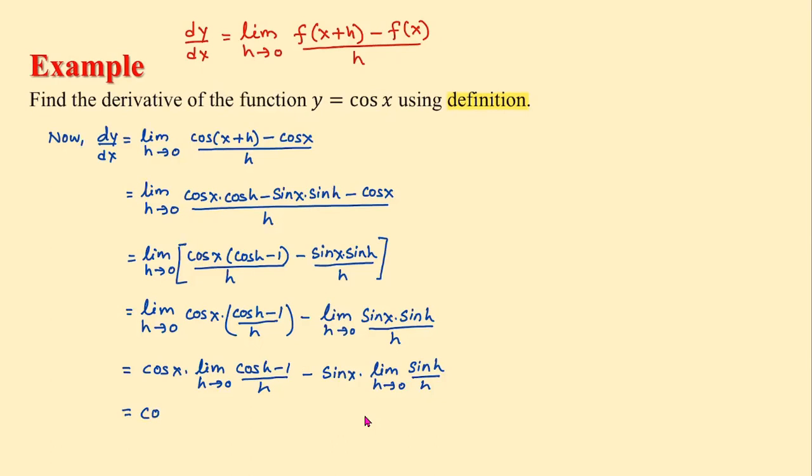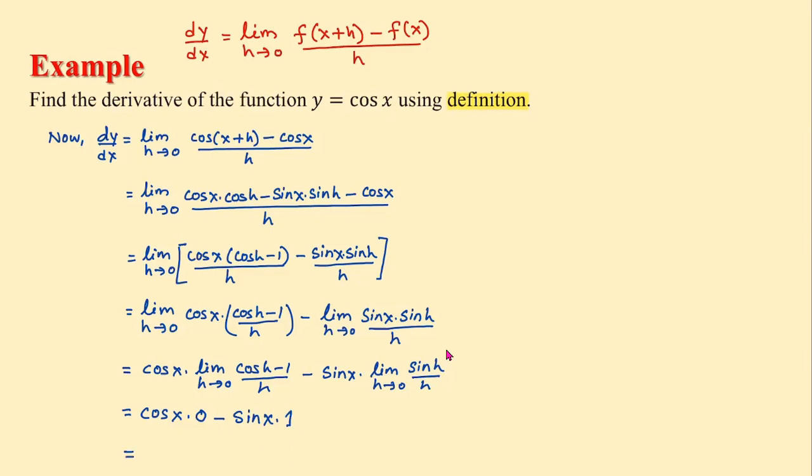Okay, now we have a few more steps to get the final result. We have cosine x here multiplied to the limit as h approaches 0 of cosine h minus 1 over h, which is 0. That's a formula. Minus sine x multiplied to the limit as h approaches 0 of sine h over h. That is also a formula, which is 1. So that limit is also 1.